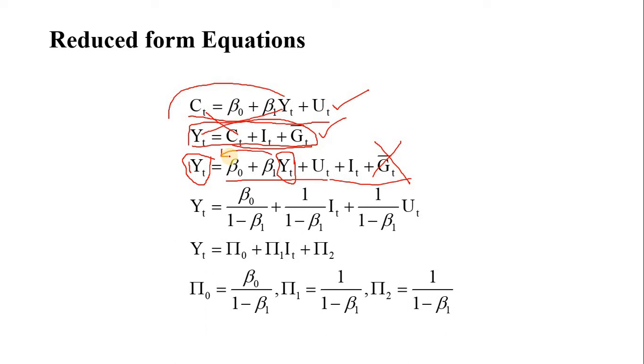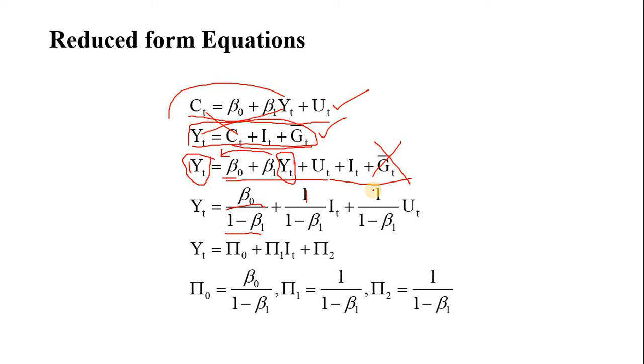Now I want to solve for yt. What will I do? The parameter of this yt, that means 1 minus beta 1, will go to the right hand side as the denominator. So here beta 0 divided by 1 minus beta 1, plus investment it. What is the coefficient of investment? No coefficient is there, so it will be 1. So 1 divided by 1 minus beta 1 into it, plus 1 divided by 1 minus beta 1 into ut.